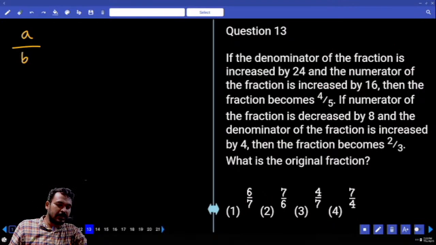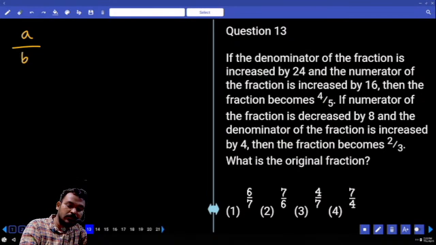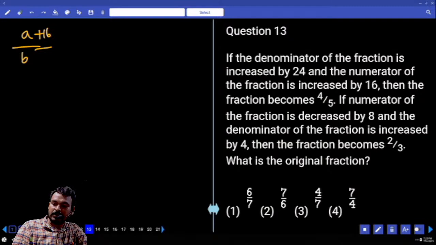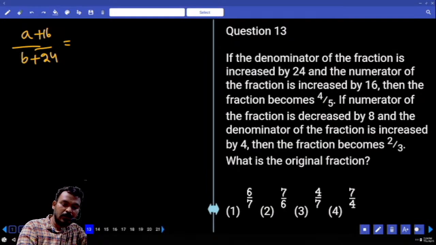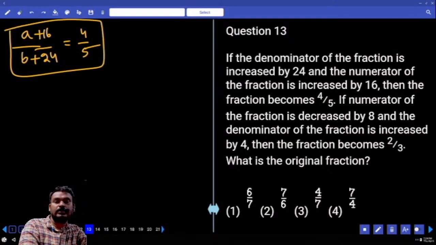The first one, numerator A, and denominator B. The numerator is increased by 16, so I write A plus 16, not A minus 16. The denominator is increased by 24. A plus 16 by B plus 24 is equal to which fraction? 4 by 5. That is the first case. What is the second case?